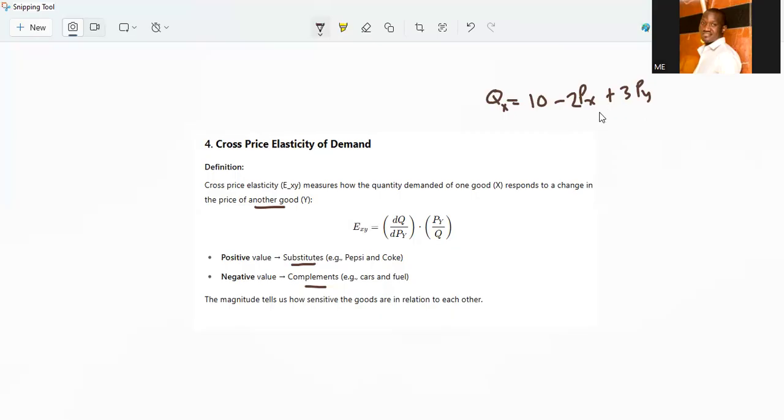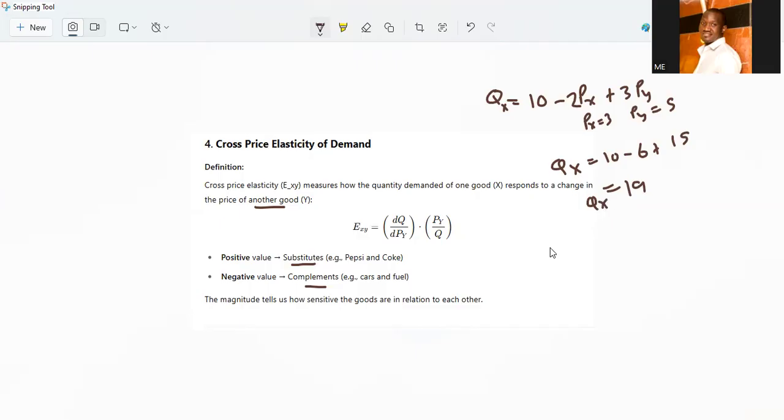All right. So in this case, if the price of good X was 3, and the price of good Y was 5, let's calculate first the quantity of X. So here we're going to have 10. When you put a 3 there, you got 6. When you put a 5 there, it'd be 3 by 5, which is 15. So 10 minus 6 is 4. 4 plus 15 is 19. So that is the quantity of good X.